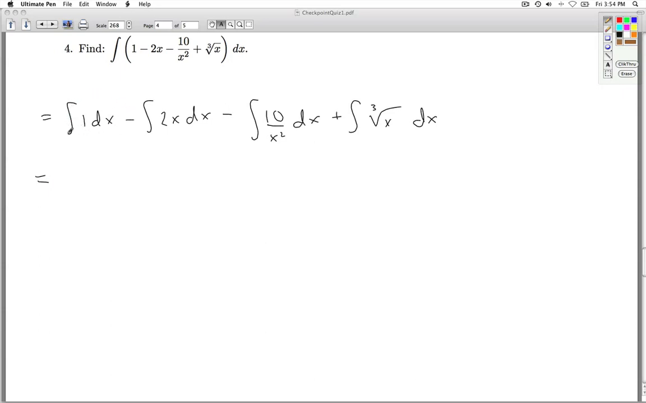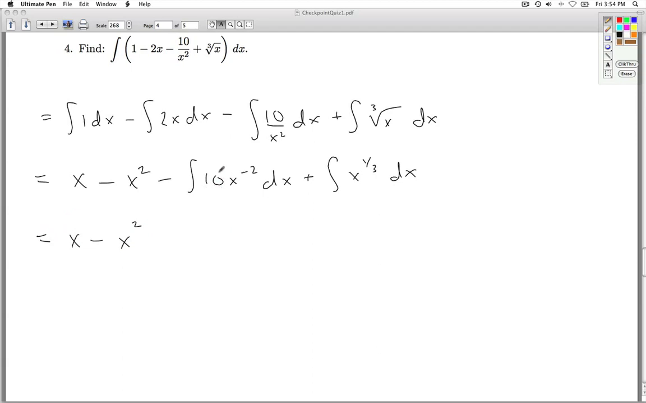The antiderivative of 1 dx is x plus a constant, which we'll put at the very end, minus the antiderivative of 2x. We've seen this a couple times today already. That's x squared. Now for these two, we're going to have to rewrite some things. 10 divided by x squared I can rewrite as 10x to the minus 2 dx. And the cube root of x I can rewrite as x to the 1/3 dx. x minus x squared.